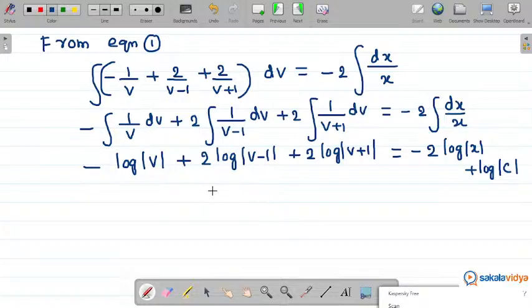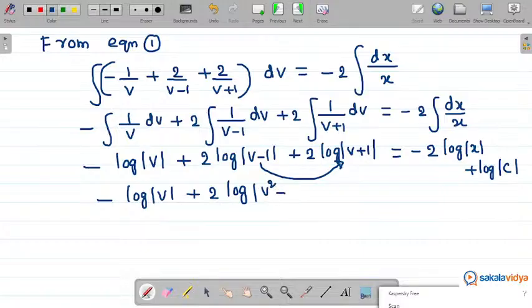Let us simplify. So this we can write now. Take 2 common here: 2 into log of mod v minus 1 plus log mod of v plus 1. Log a plus log b is log ab, so these two we can multiply. So this minus log mod v, plus 2 times log of mod, very interesting, v minus 1 into v plus 1, v square minus 1 mod. This we can write.